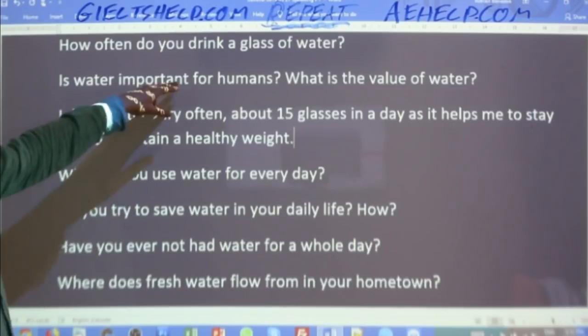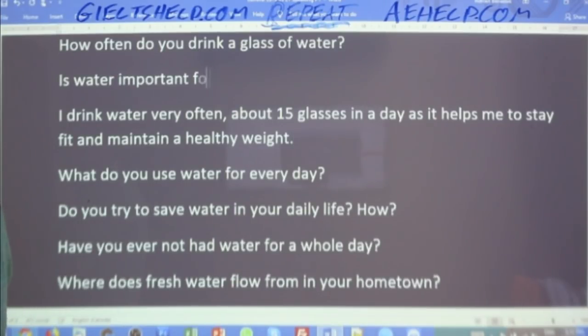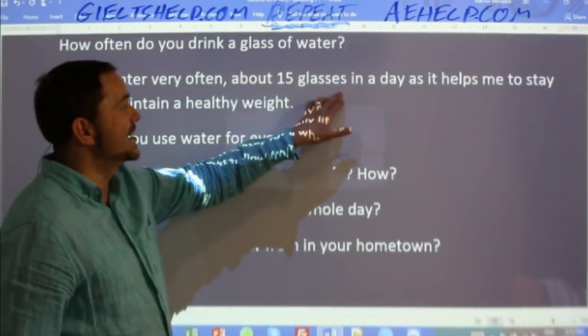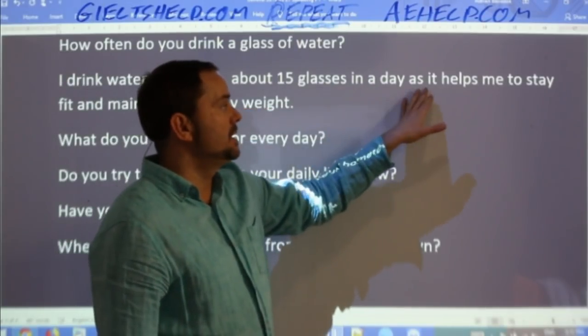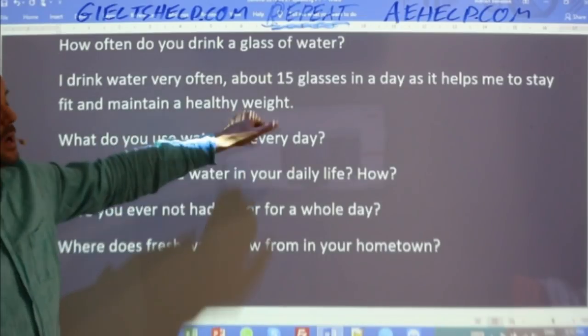You're giving me the answer to my question, how often do you drink a glass of water, right away. And you're giving me quantitative language. So you tell me what that means. About 15 glasses, pay attention to the plural, in a day. And then you're giving me an explanation: as it helps me to stay fit and maintain a healthy weight.